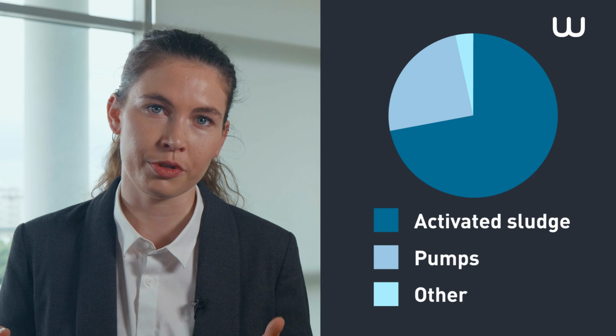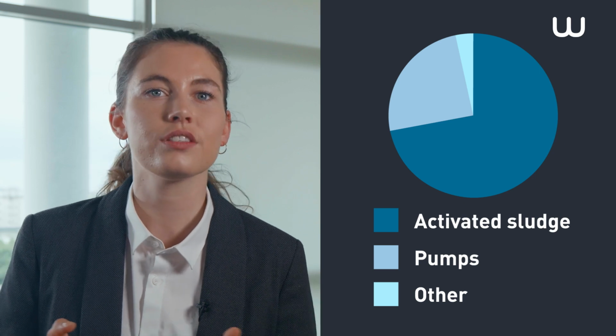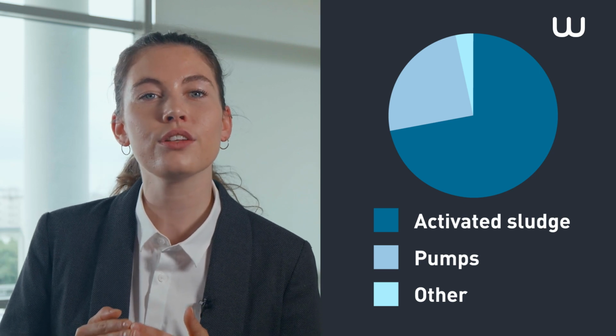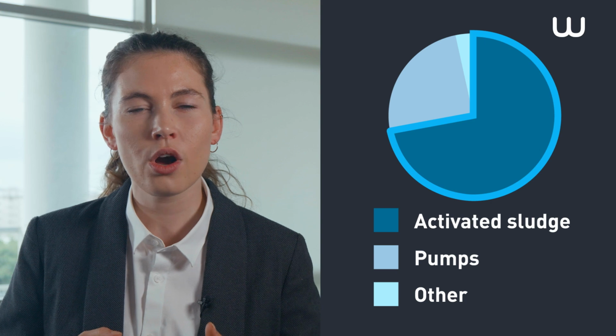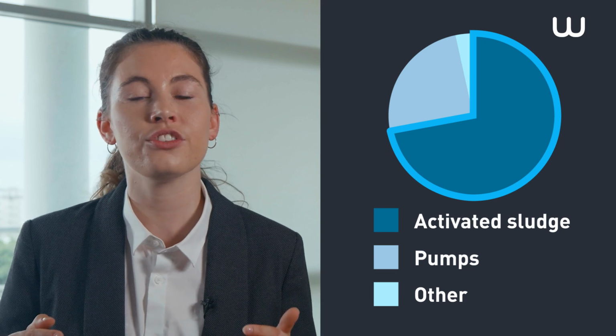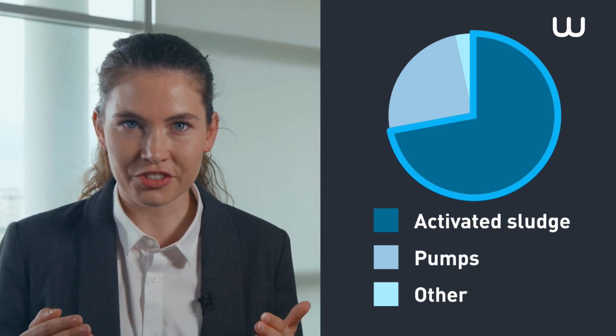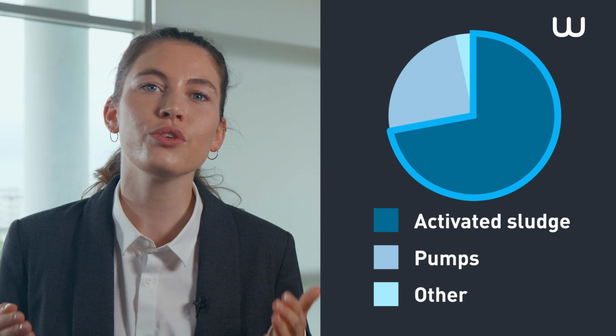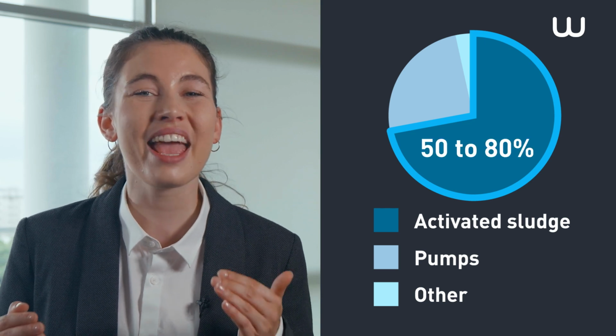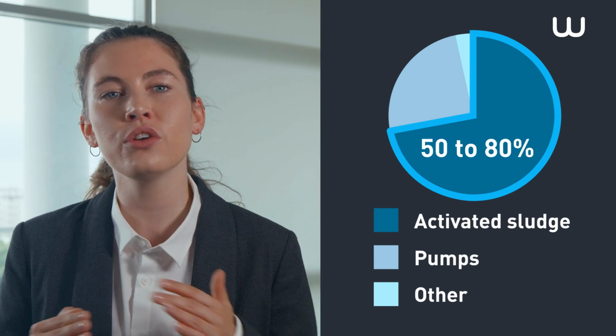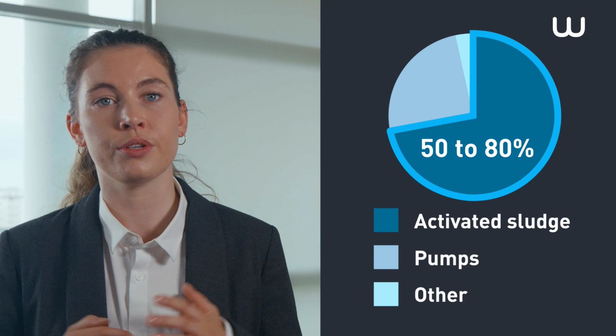Now, we are going to look more closely at equipment that consumes the most energy within these areas. In a conventional activated sludge treatment plant, the aeration system oxygenates biological tanks and accounts for a large portion of the energy consumed. The energy share of aeration usually accounts for 50 to 80% of the site's total electricity consumption.